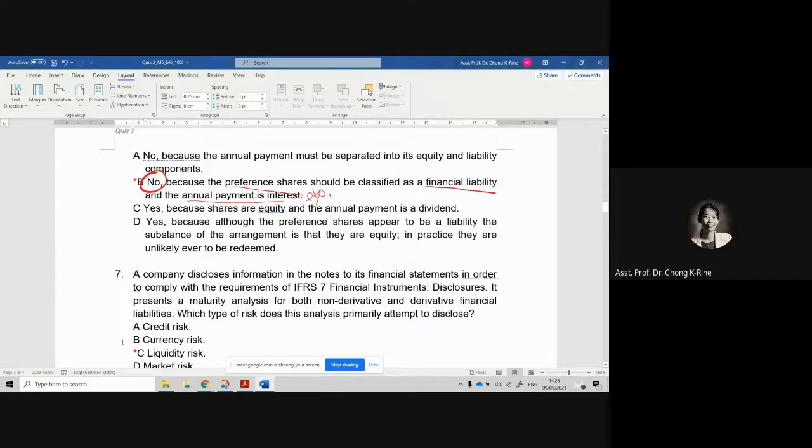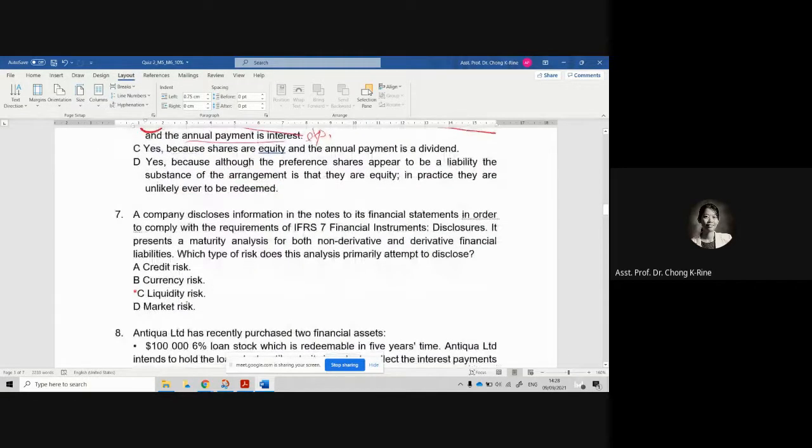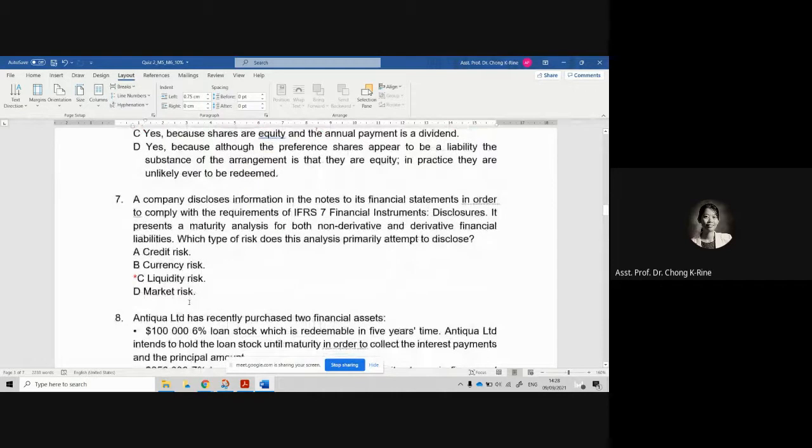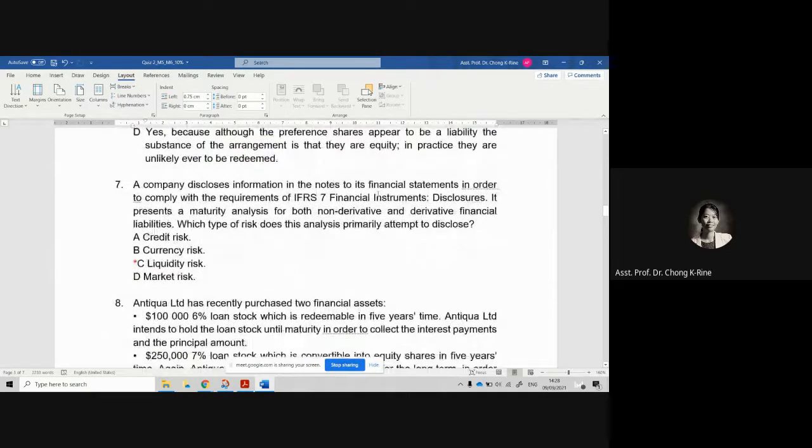Now let's see question 7. I think about 8 got it correct. This one is theory. You remember the disclosure? I said, normally for disclosure you read on your own, but there's one thing that came out in the exam before. There are 3 types of risk, right? Credit risk, liquidity risk, and market risk, right?